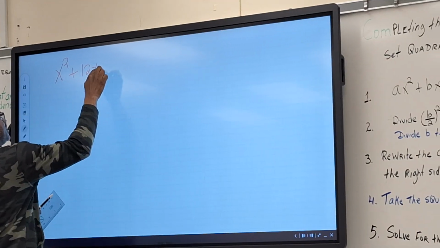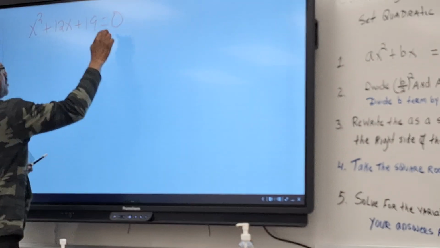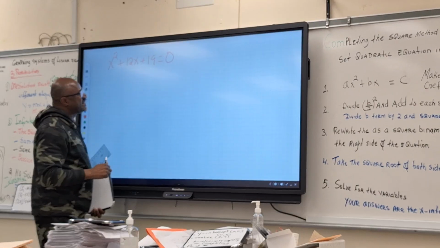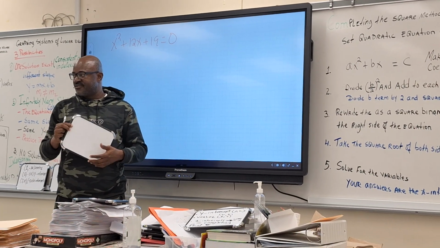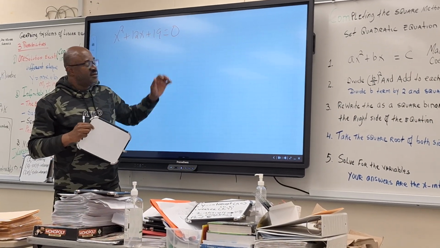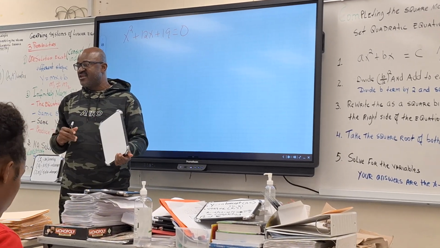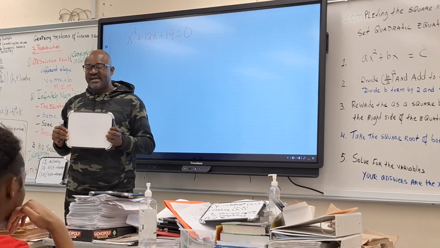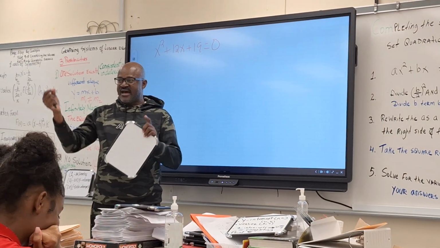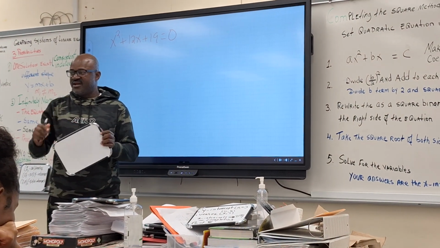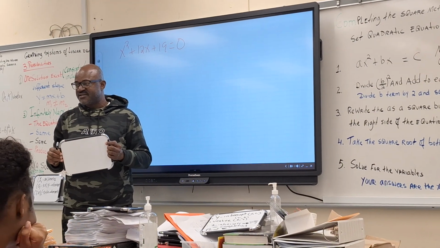x squared plus 12x plus 19 equals 0, or equal to y. So we're going to use completing the square to find the x-intercepts. Then we're going to come back to the answers, find the sum of them and divide it by 2. That will give you your x-axis of symmetry. Then you insert that in the equation itself and solve for y, which will give you your entire vertex.